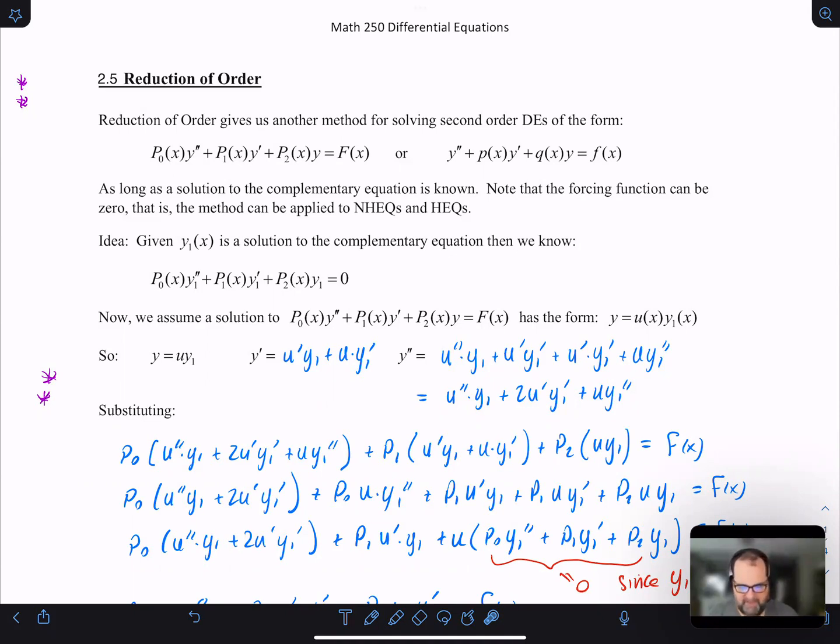The method is, again, making a clever substitution and sticking it in and seeing what has to be true in order to determine a solution, but it works in a slightly different way.